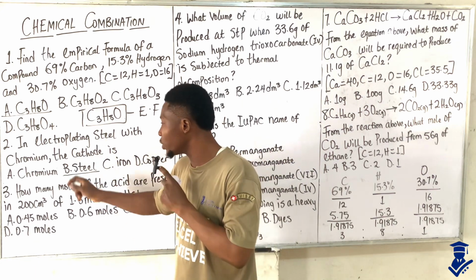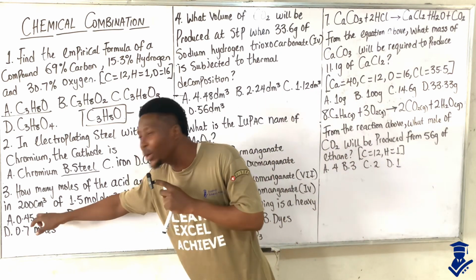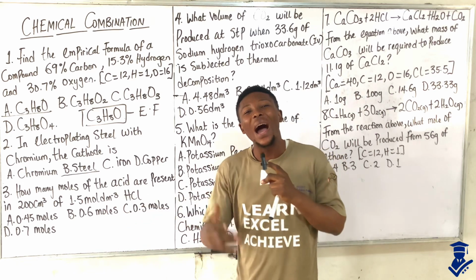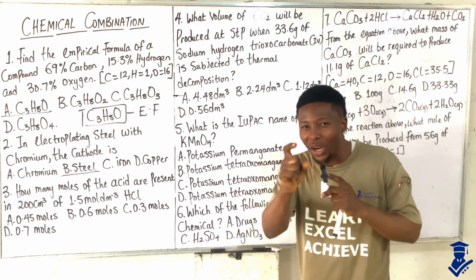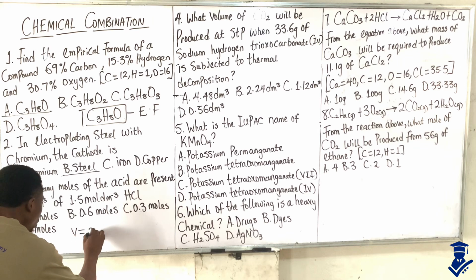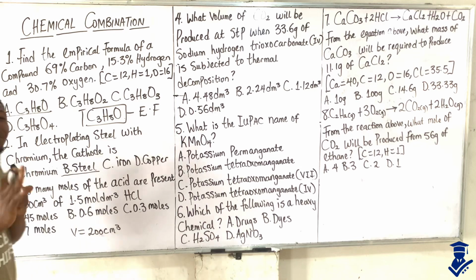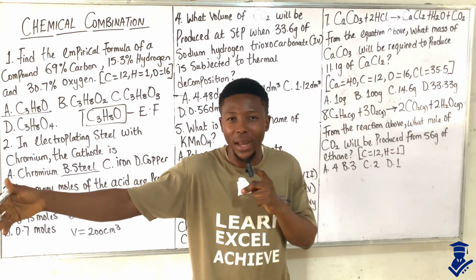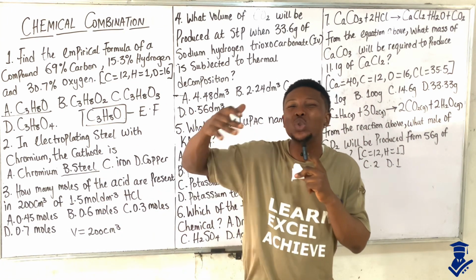They asked us for the cathode. The next question says, how many moles of the acid are present in 200 centimeter cube of 1.5 mole per dm cube of hydrogen chloride, HCl? How do we do that? To get our answer very quickly, we are given the volume, which is 200 centimeter cube. We have to convert this volume from centimeter cube to decimeter cube, that means from cm cube to dm cube.